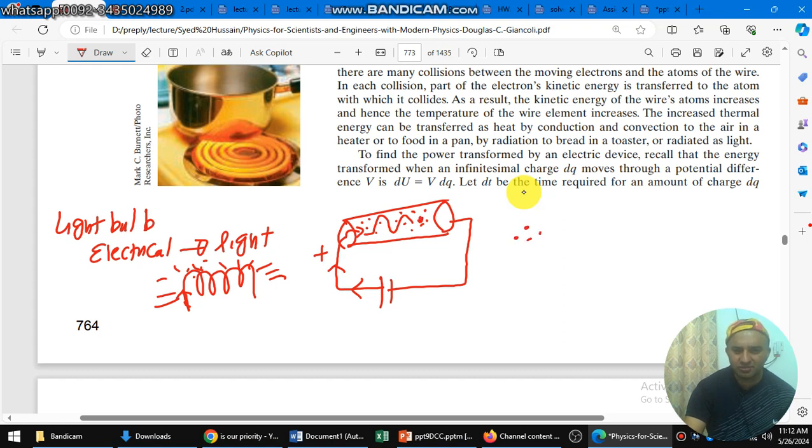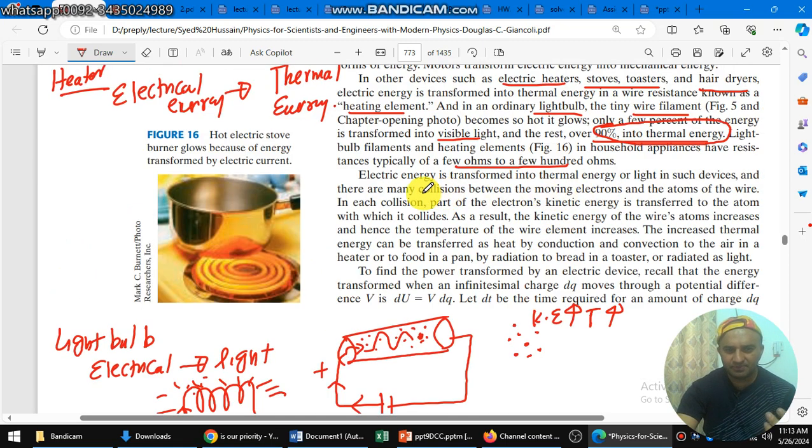So these atoms move at a faster rate, their kinetic energy increases, because when kinetic energy increases, the temperature T of these atoms increases. So this heat energy is accompanied by other forms of energy. Some way it gives us heat, some way it gives us light. So this thermal energy is converted into other forms of energy.